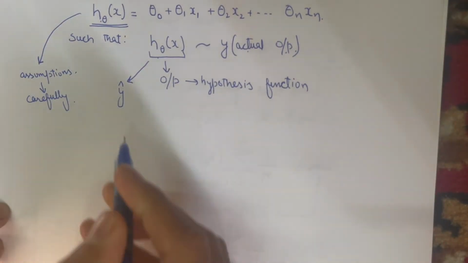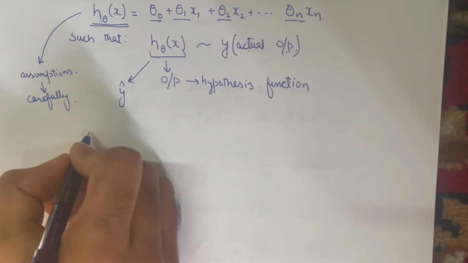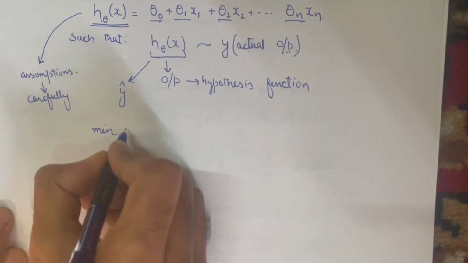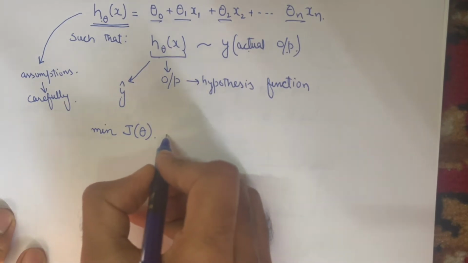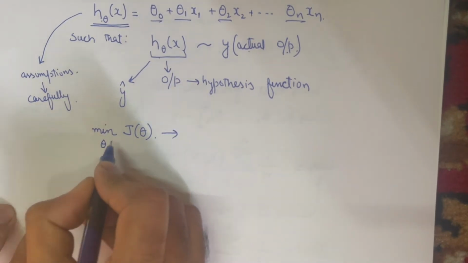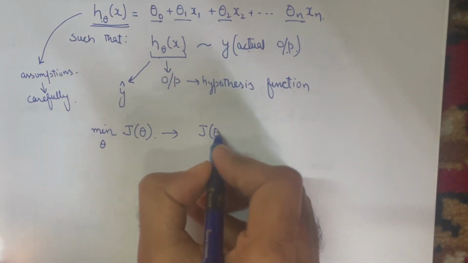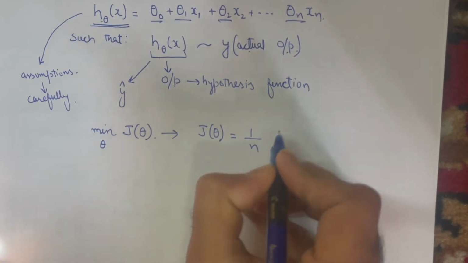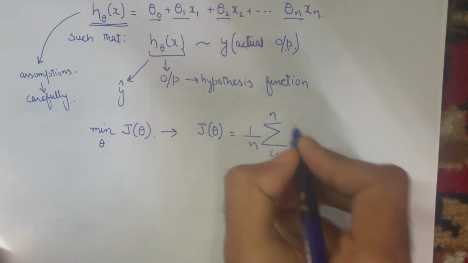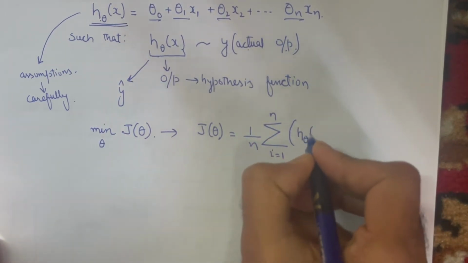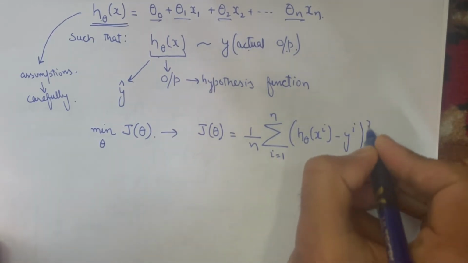And how are we going to find these optimal parameters? We have to minimize this cost J of theta. And what is J of theta? We have to find the theta by which this particular quantity is minimum, and this J of theta is equal to 1 by n summation i running from 1 to n, h of theta x i minus y i, whole square.